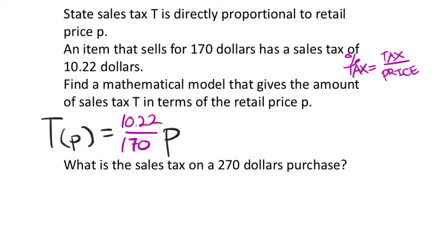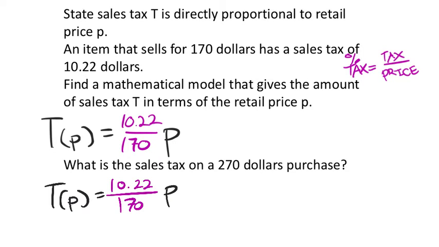Now we can use that model to find what the sales tax would be on 270 bucks. And I'm doing this knowing that you probably wouldn't actually do this formula, even if you were trying to find your own sales tax while you're shopping for some reason. But now you know you could. So now we've got T of P. Let's set this function up.